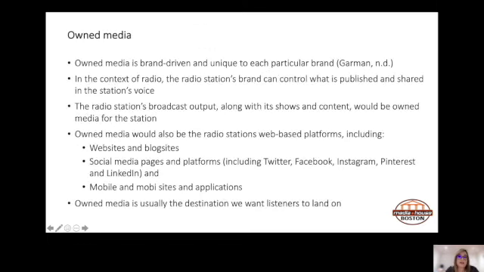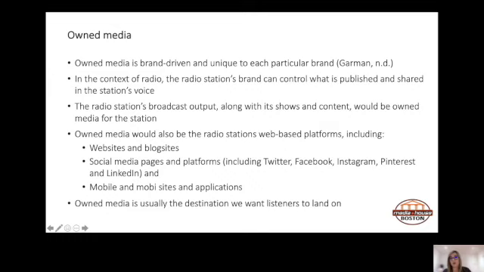So if we start by looking at owned media, it's exactly what it sounds like. It's the media that is owned. Okay, so owned media is brand driven and unique to each particular brand. In the context of radio, the radio station's brand can control what is published and shared in the station's voice. The radio station's broadcast output, along with the shows and the content, would be the owned media of the radio station. So the radio station owns its own shows and content, it owns what it puts out on air.